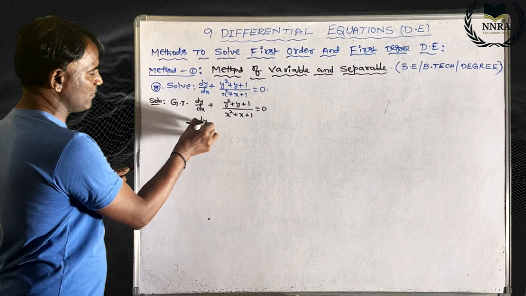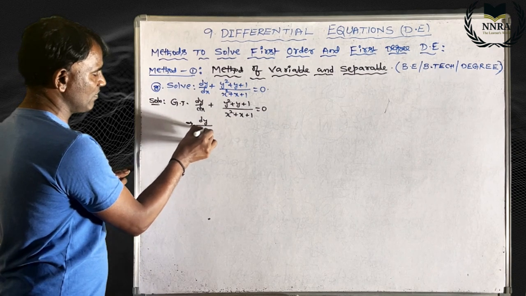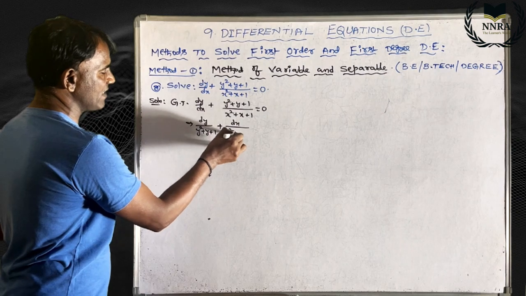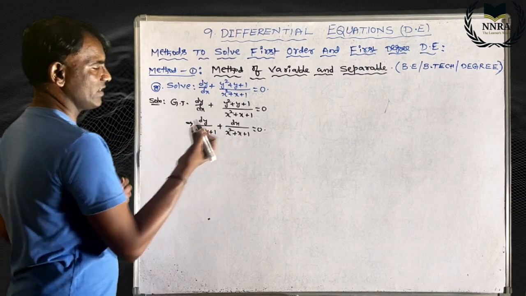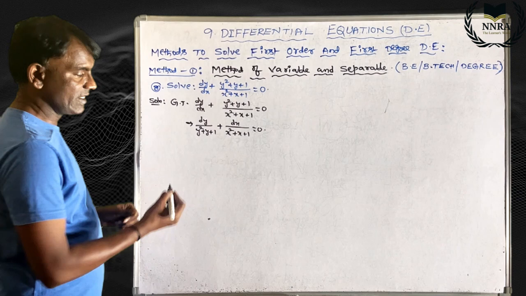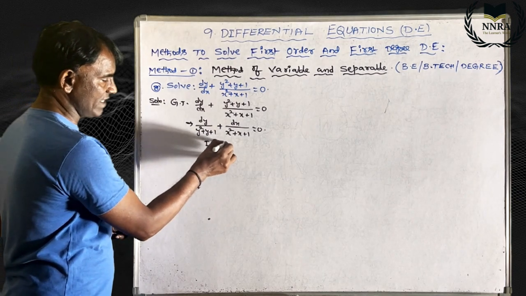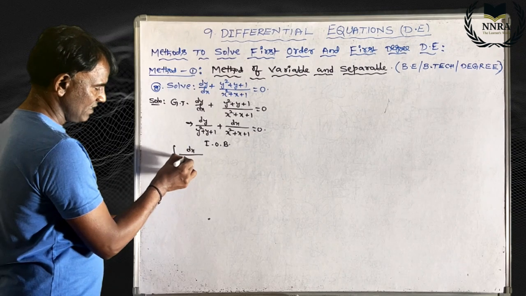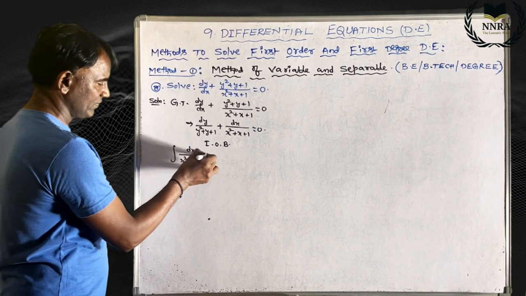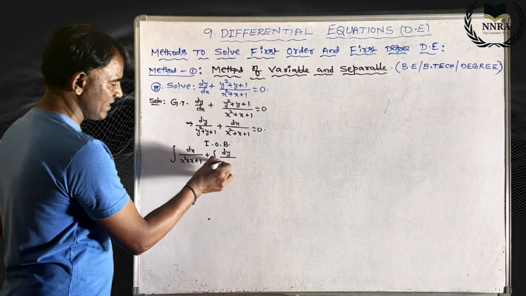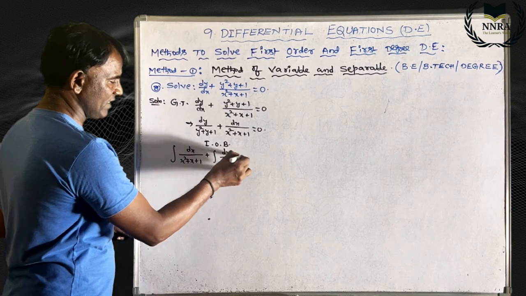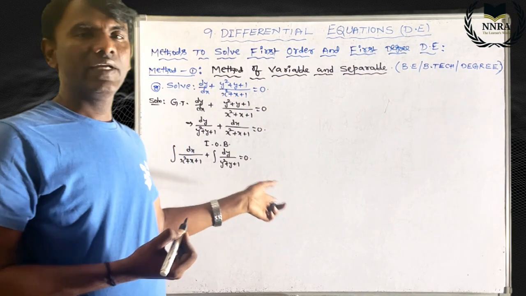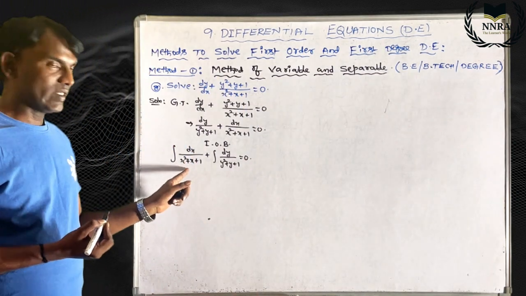Means we will get in the denominator here y square plus y plus 1. And this can be written as dx by (x square plus x plus 1) equal to 0. Both are separated, na? Then integrating on both sides. So integral dx by (x square plus x plus 1) and integral dy by (y square plus y plus 1) equal to 0. First I wrote the x term, then I wrote the y term. Okay, but there is no direct formula for this.